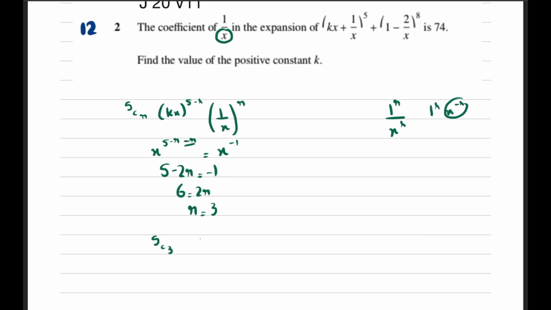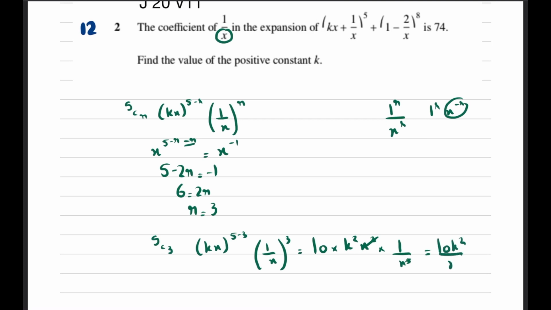Now let's plug in r as 3. So 5C3, k x to the power 5 minus 3, 1 upon x power 3. So it's going to be 10 into k square x square multiplied by 1 upon x cube. I cancel this and this out and I'm left with what? 10k square upon x. Do you get this?